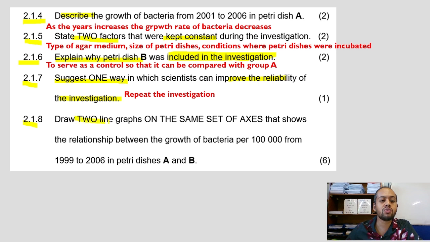2.1.8 says draw 2 line graphs on the same set of axes that show the relationship between the growth of bacteria per 100,000 from 1999 to 2006 in Petri dishes A as well as B. So 2 line graphs on the same set of axes will simply mean that we need to include a key onto this graph. Firstly, make sure that you have the correct heading for the graph. So you state which type of graph you are using, the line graph, and say what is happening in the line graph. Include both variables.